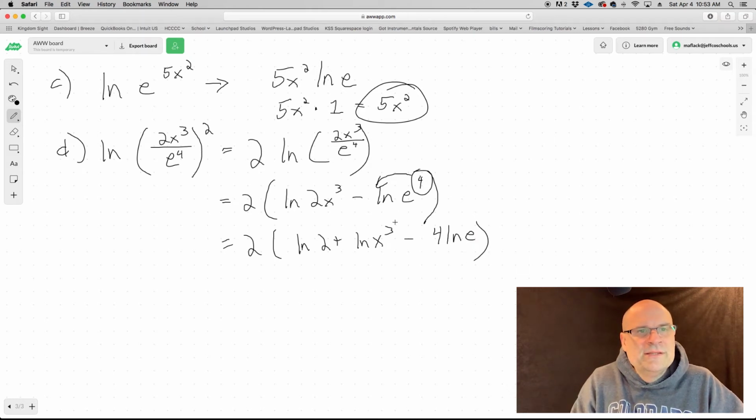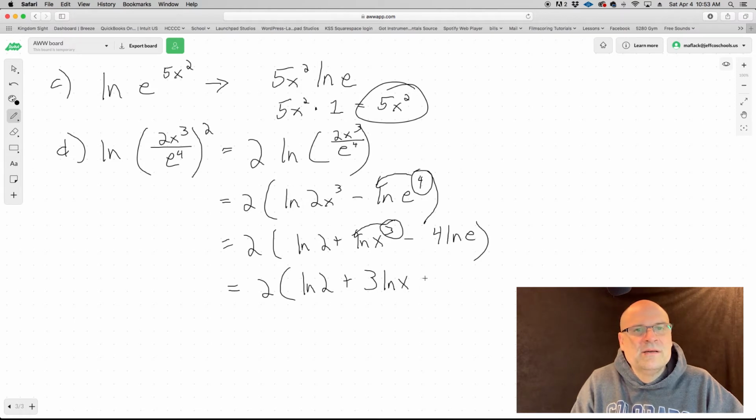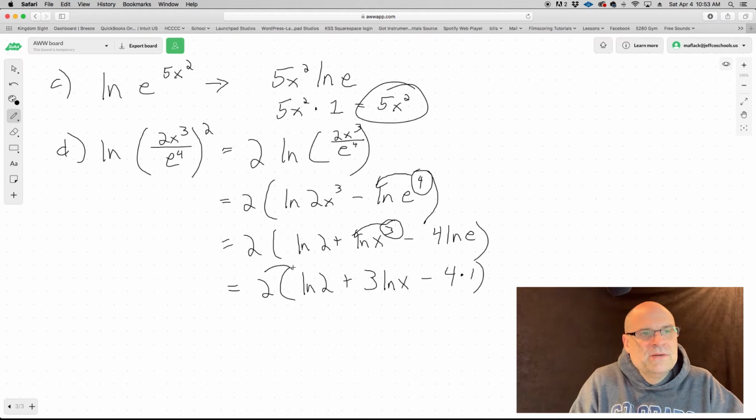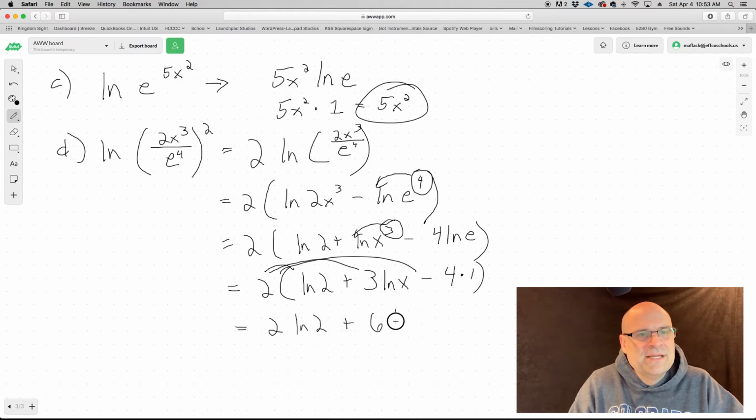All right, now we can take this and put it out front there. So then we get 2 times natural log of 2 plus 3 times the natural log of x minus 4 times, well, what's that? That's just 1. Natural log of e is 1. So now we're going to distribute this 2. So we get 2 times the natural log of 2 plus 6 times the natural log of x minus 8.